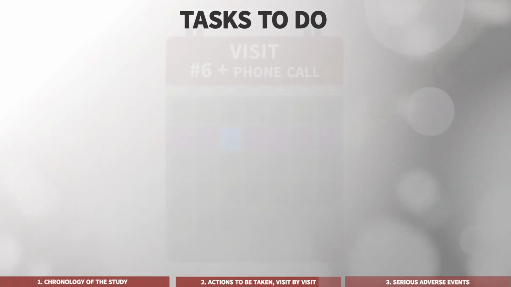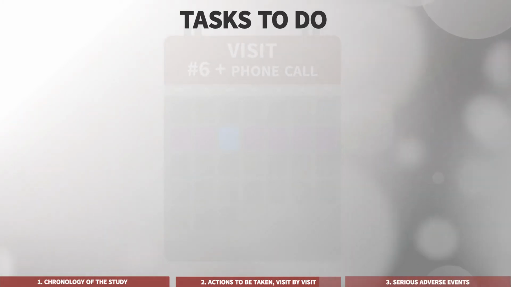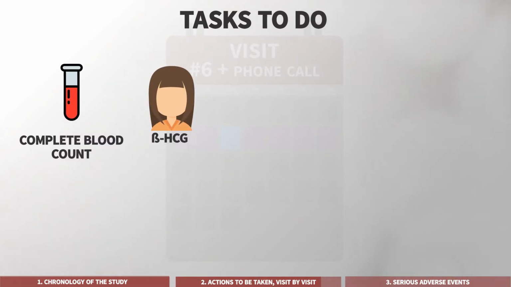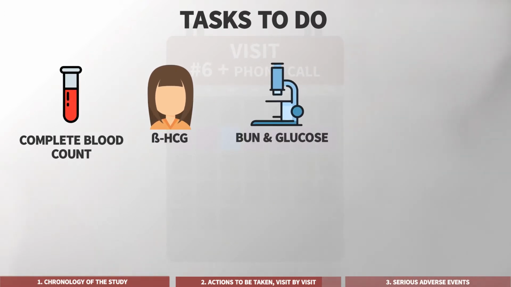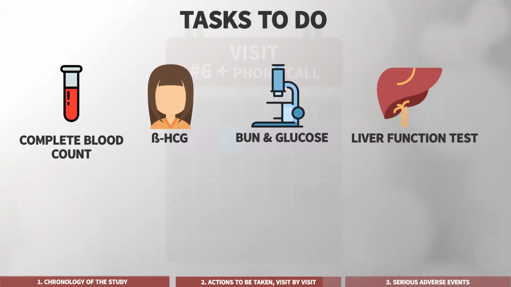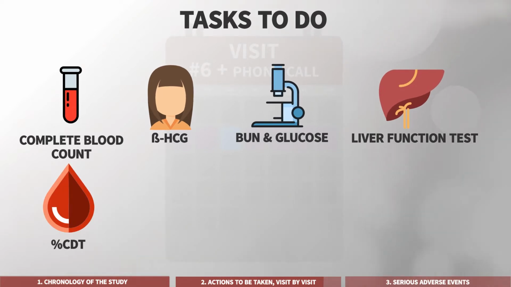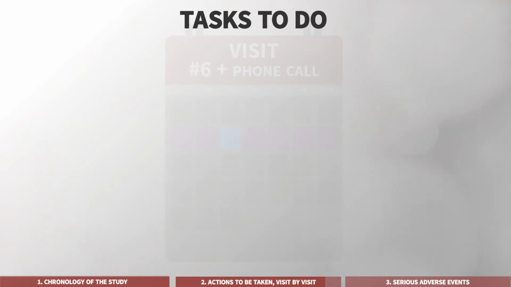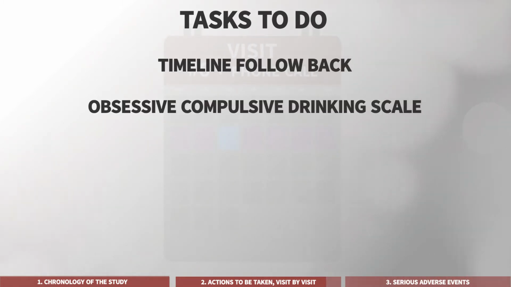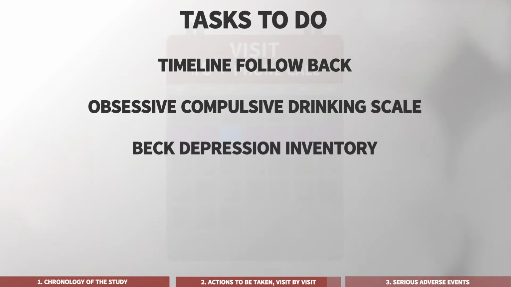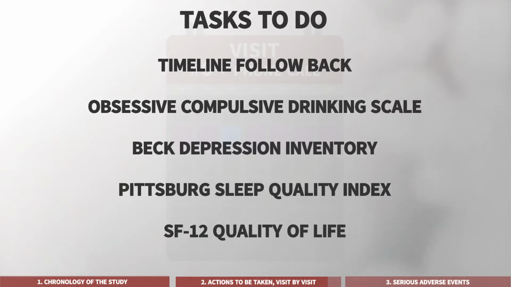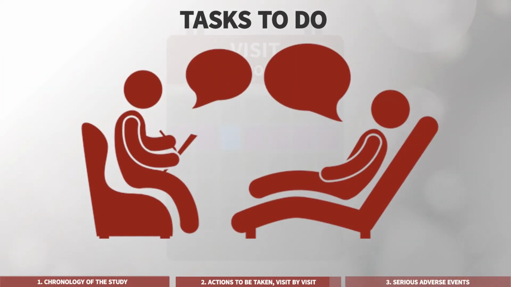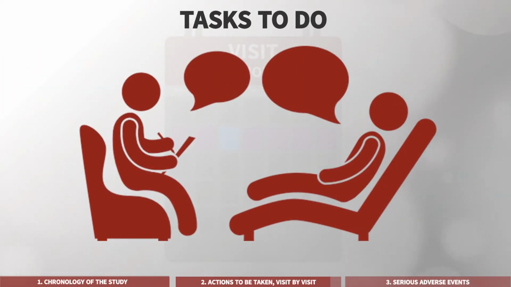A physical exam is required and the laboratory has to analyze all possible measurements. Complete blood count, beta hCG for women, electrolytes, BUN and glucose, amylase. Liver function test. Percentage of CDT. Urine test. Electrocardiogram. Breath alcohol concentration. The TLFB, the OCDS, the BDI, the PSQI and the quality of life must be completed. During this visit, the patient continues the cognitive behavioral therapy.